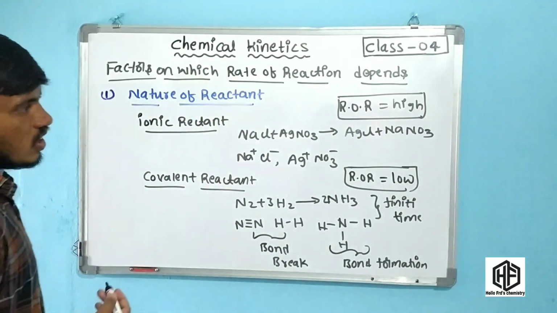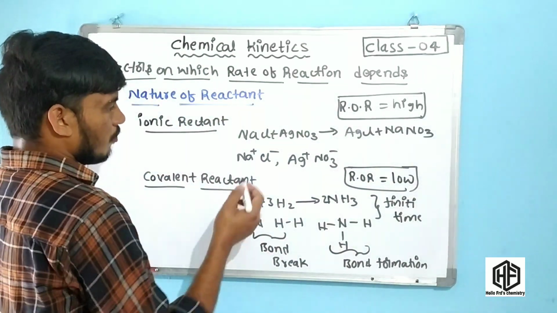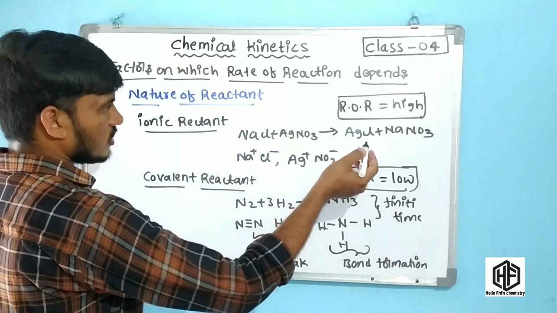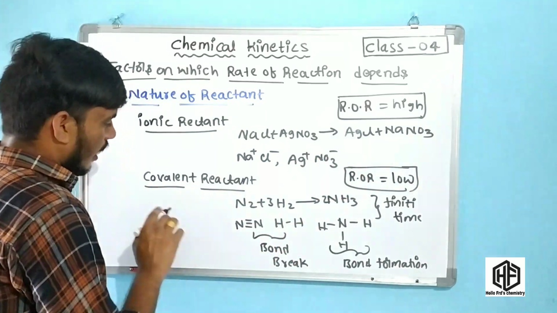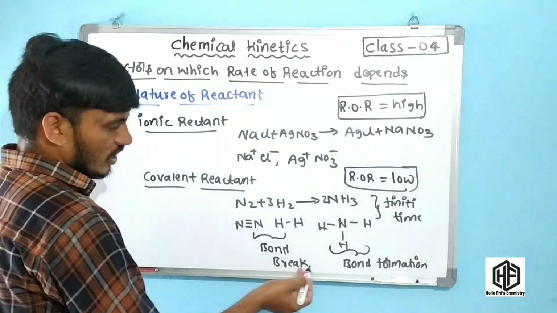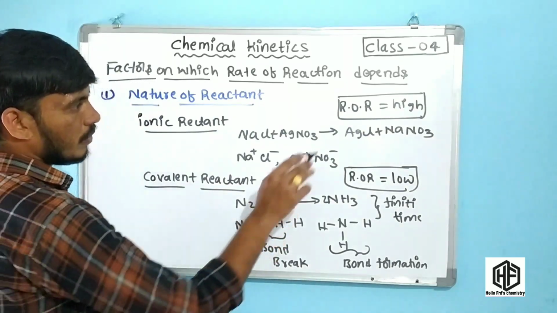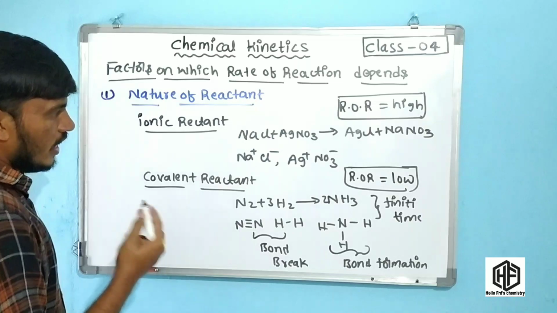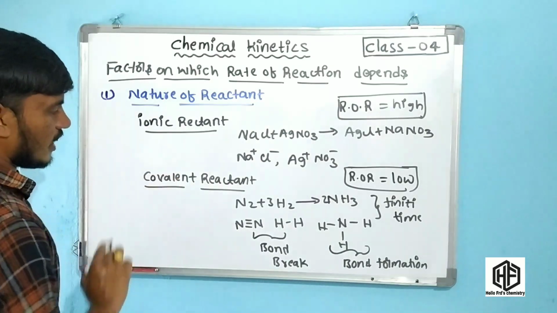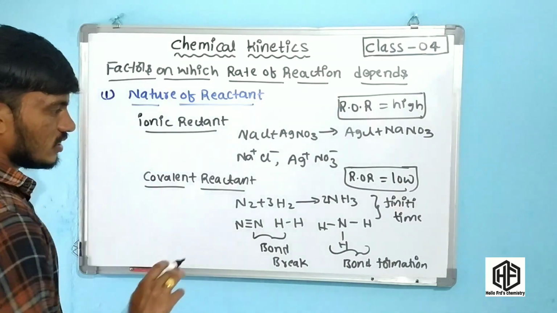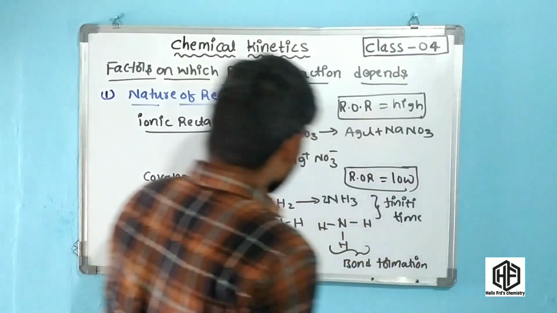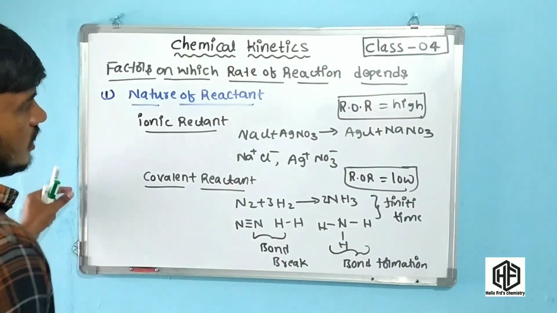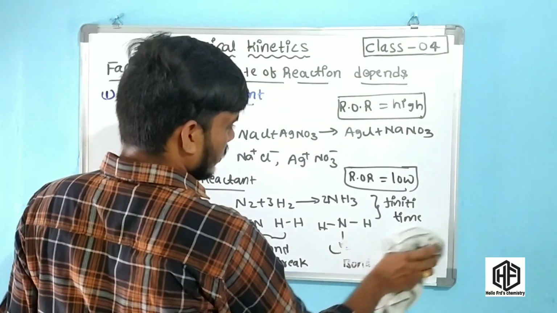Friends, the rate of reaction in ionic reactants is very high, and in covalent reactants the rate of reaction is very low compared to the ionic reactants. The nature of the reactants can be ionic reactants or covalent reactants. This is clear, friends. Now one more point in nature of reactants.